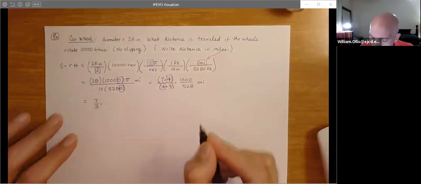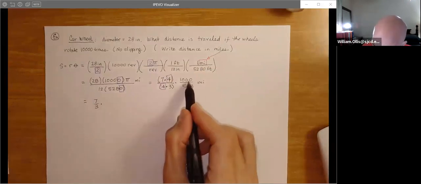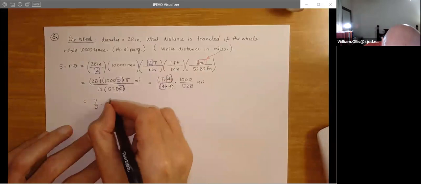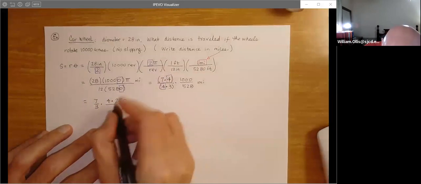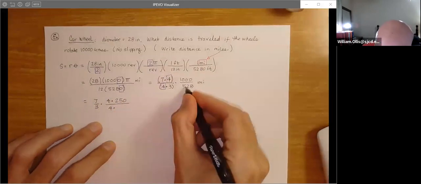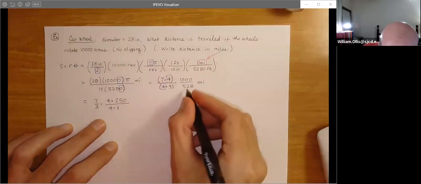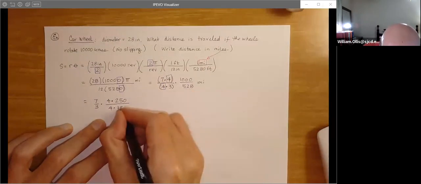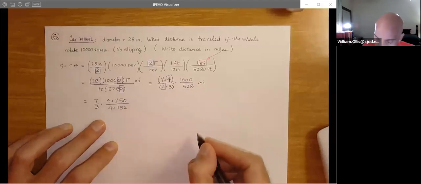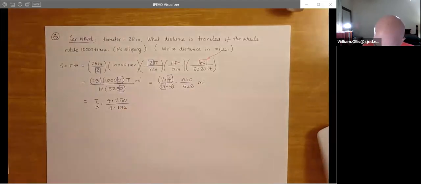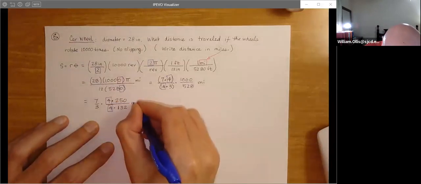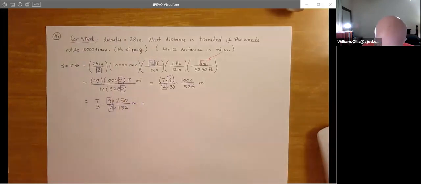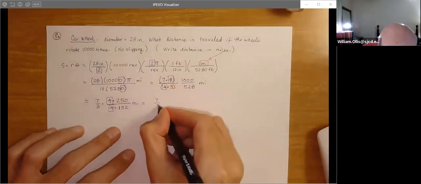Now what we can do, we can just break this down little by little. Let's just go ahead and take out some 4s here. So we have 4 times, of course, 250. And then 4, here we can divide, that'll give us a 1, then we have a 12, that'll be a 3, and then a 2, 132. Just keep the numbers simple. These absorb, and this is miles. So now we have 7/3.